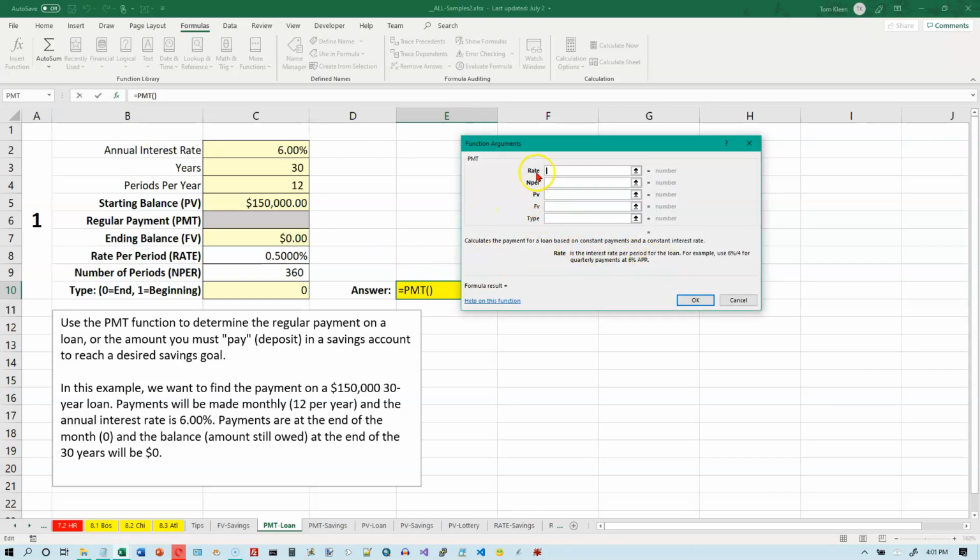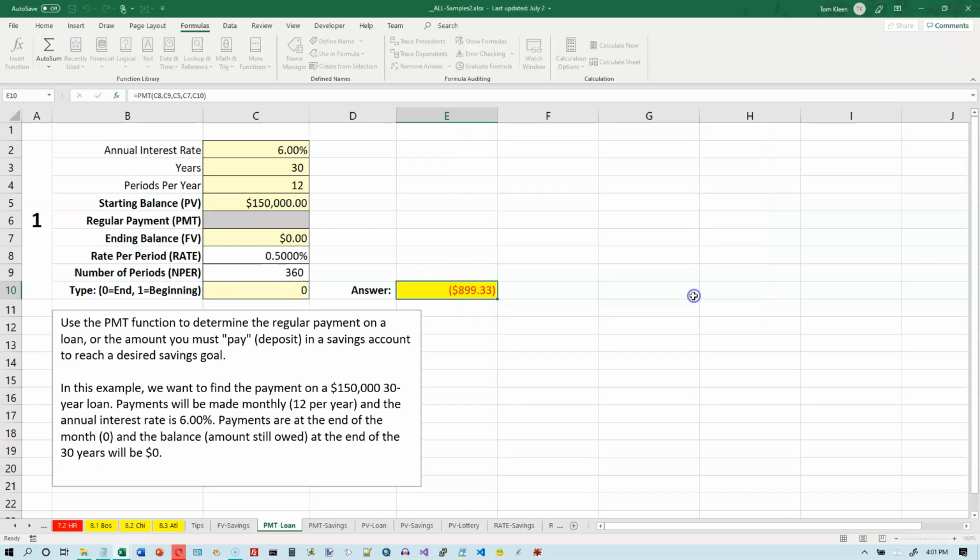So this name right here is going to match up with the name over here. So this says annual interest rate, this says rate in parentheses. So click on the 0.5. The number of periods is going to be this number here. The label NPER matches the label NPER. The present value is going to be the amount that we're borrowing, and it's labeled PV over here. The future value is 0, and the type is going to be 0. So it tells us that our payment is going to be $899 and about 33 cents.